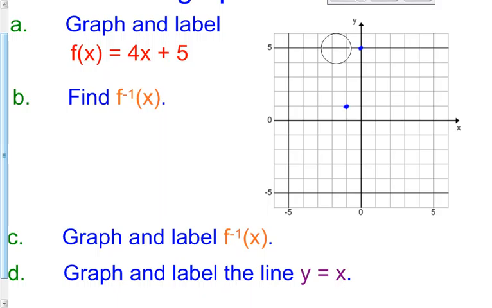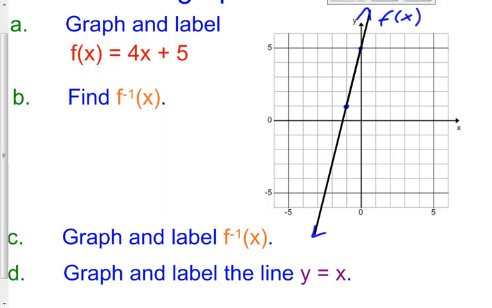And take out our straight edge and connect these 2 points. That was probably a bad line. Let me try that again. So this line is f of x.